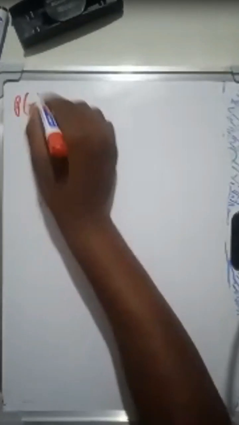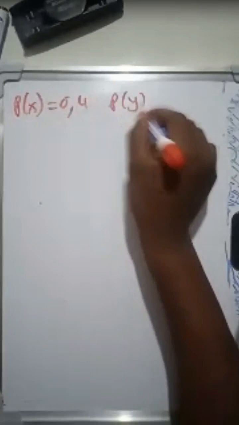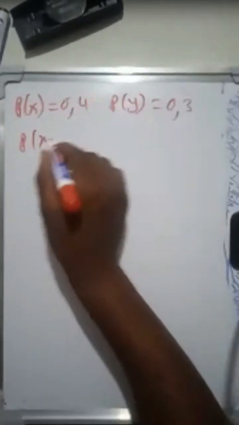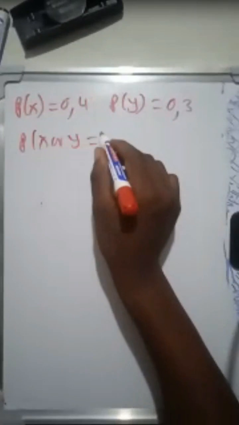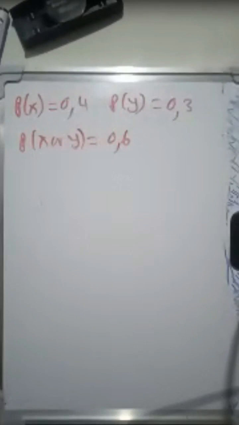Let's move on and go to the next. Right? Let's check the next one. The next one is saying two events X and Y are such that the probability of X is equal to 0.4, the probability of Y is equal to 0.3, and the probability of X or Y is equal to 0.6. Determine the probability of X and Y. Okay?